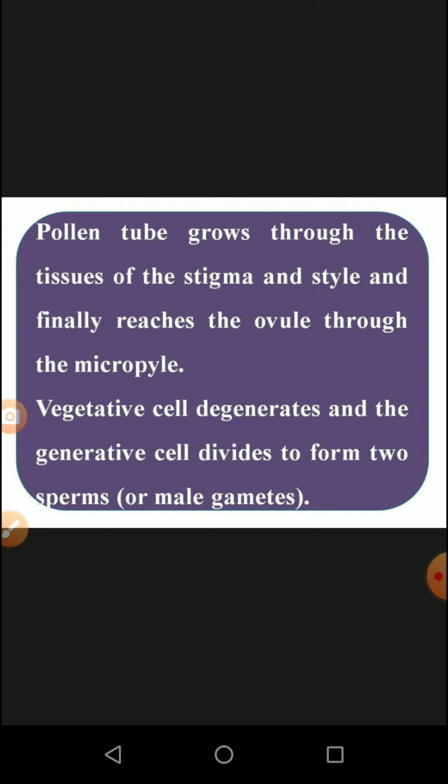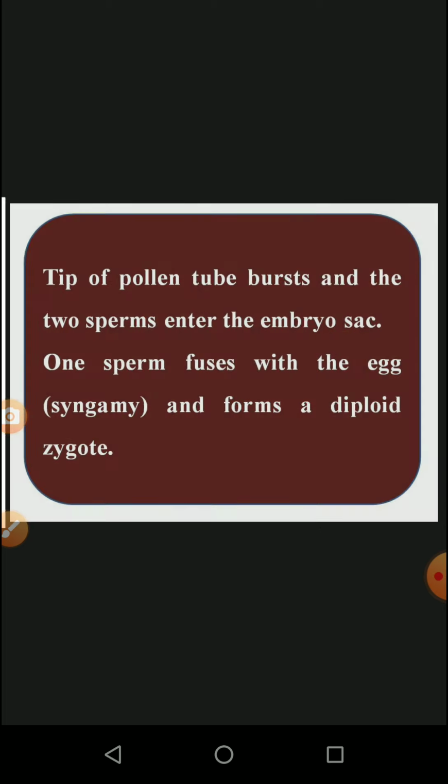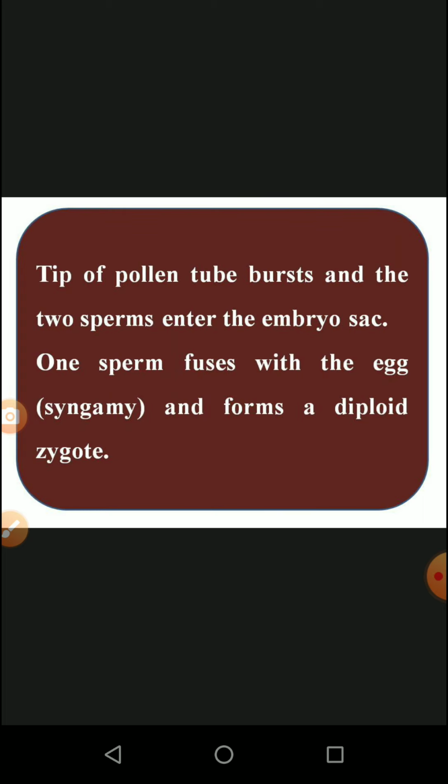The vegetative cell degenerates and the generative cell forms two sperms; we already saw that the generative cell produces two male gametes. The tip of the pollen tube bursts and two sperm cells enter the embryo sac. One sperm fuses with the egg, which is syngamy, and forms a diploid zygote.